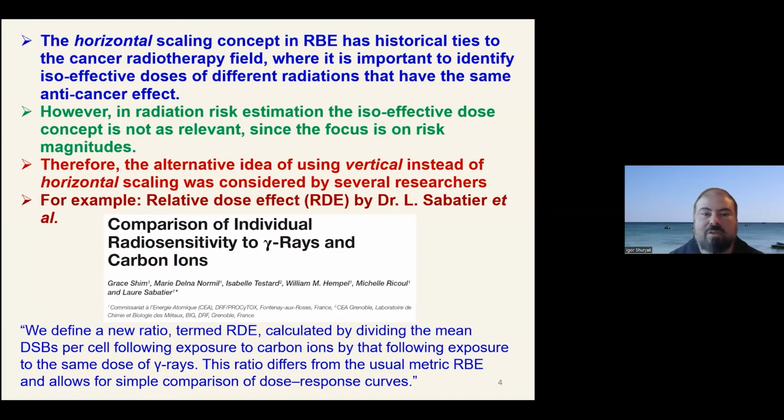For this reason, this alternative idea of using vertical scaling instead of horizontal was considered by many researchers. For example, by Dr. Sabatier in France, and they published a paper called Comparison of Individual Radiosensitivity to Gamma Rays and Carbon Ions. They said here, we define a new ratio called RDE, calculated by dividing the mean DSBs per cell, which was their endpoint, following exposure to carbon ions by that following exposure to the same dose of gamma rays. And this differs, of course, conceptually from RBE.